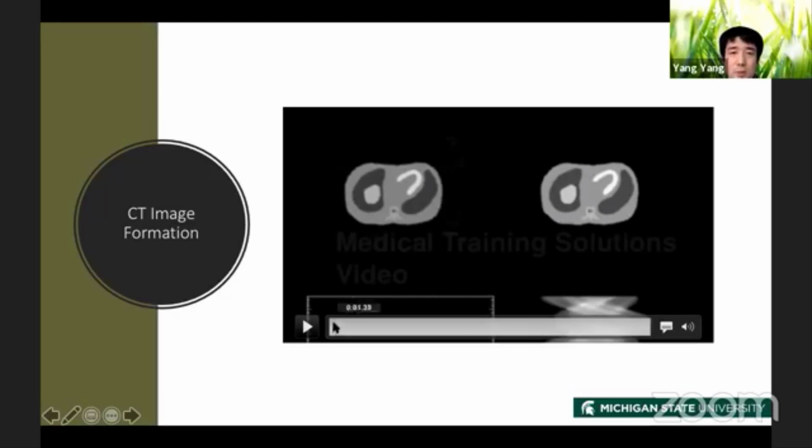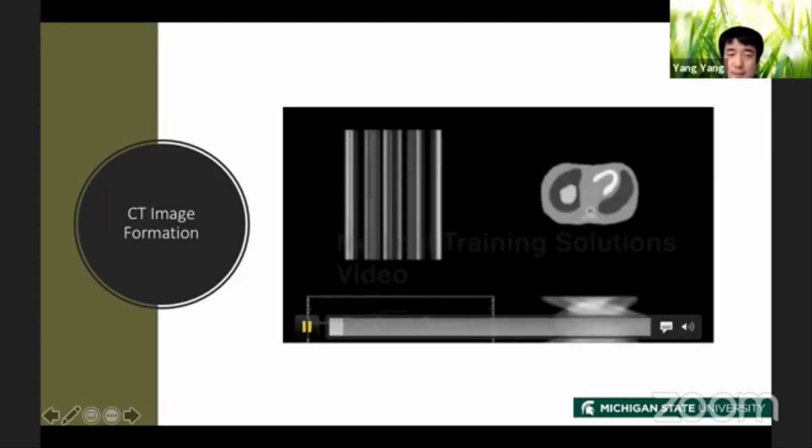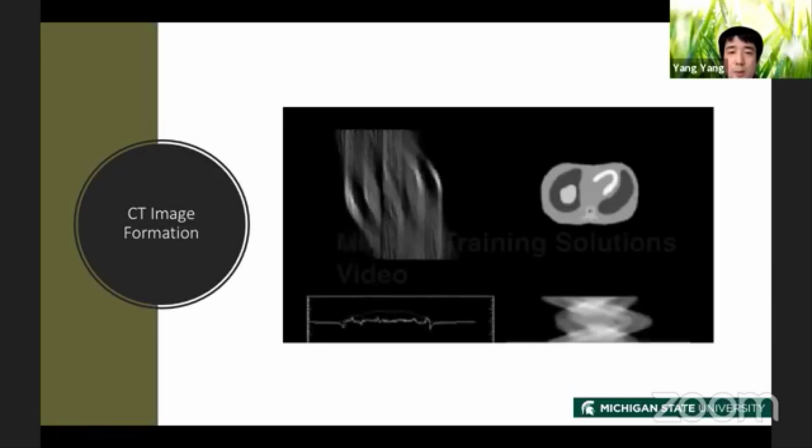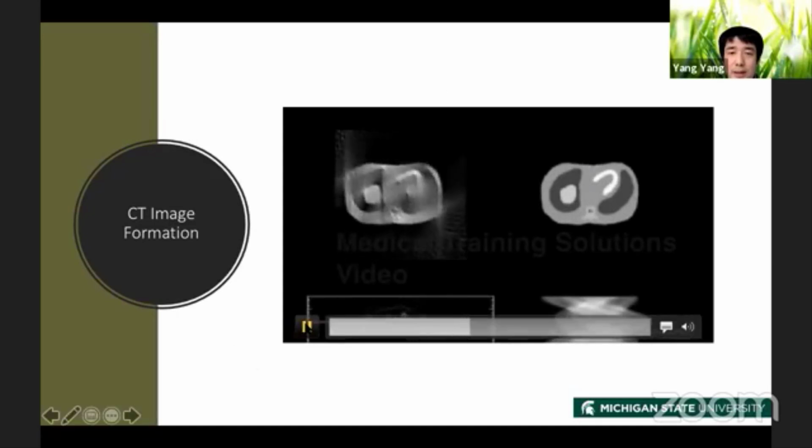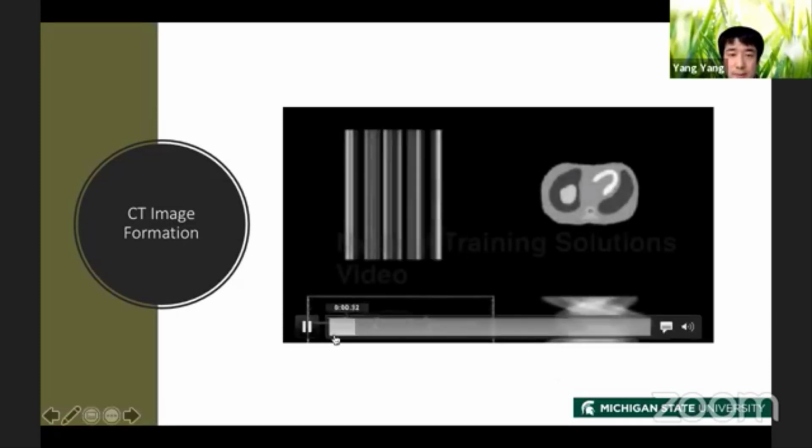Now the way to reconstruct the image is we use the data from different angles.